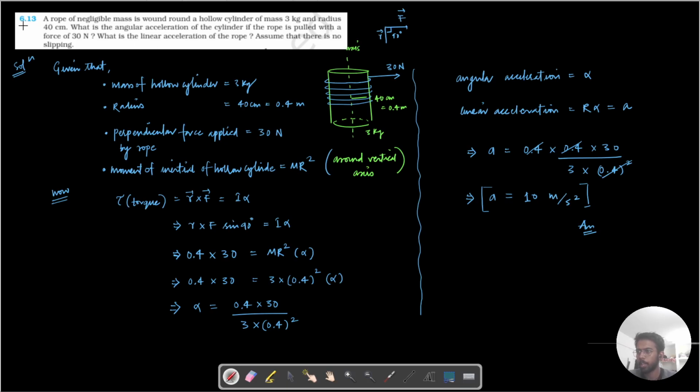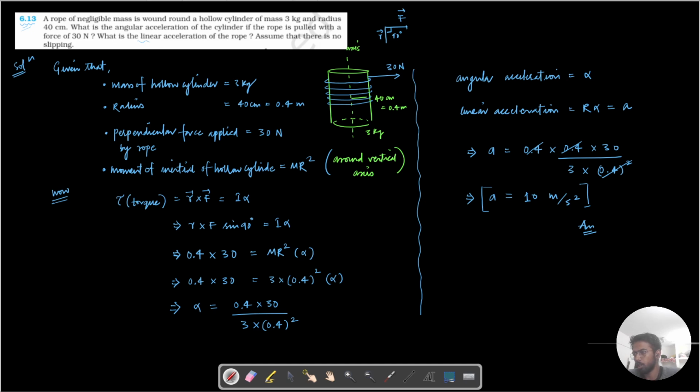तो आज हम लोग सॉल्व करेंगे क्वेश्चन नंबर 6.13, सिस्टम ऑफ पार्टिकल एंड रोटेशन मोशन. The question is: a rope of negligible mass is wound around a hollow cylinder of mass 3 kg and radius 40 centimeter. What is the angular acceleration of the cylinder if the rope is pulled with a force of 30 newton? What is the linear acceleration of the rope?